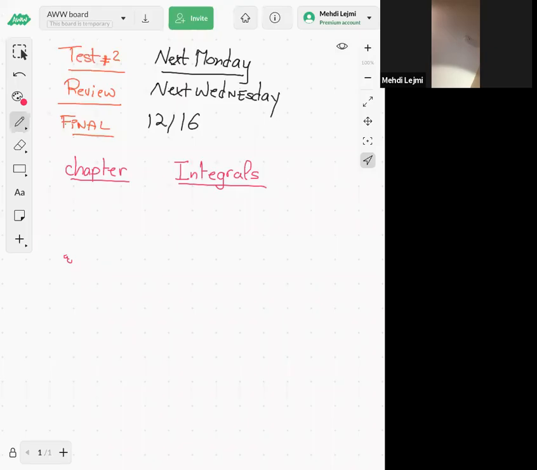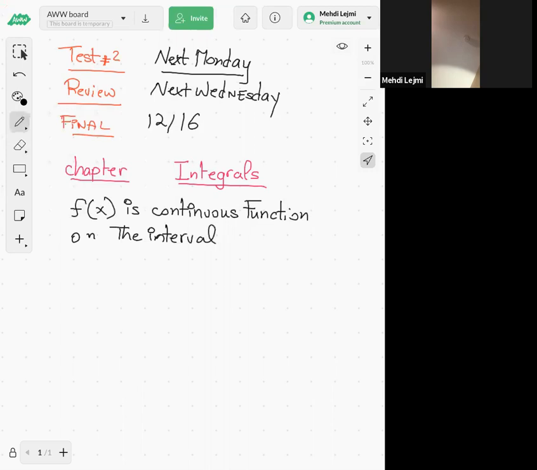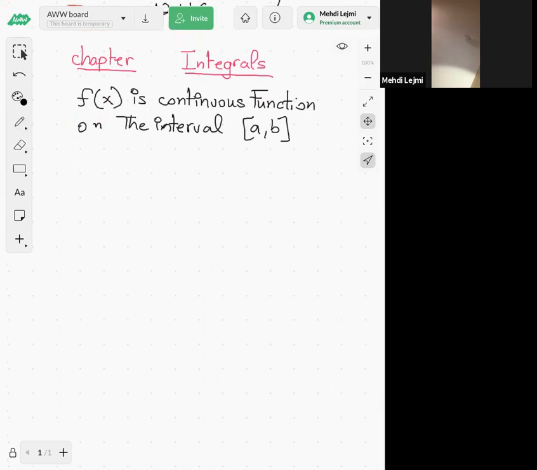All right. So on Monday, I talked about this area problem. Let me just remind you quickly of the problem we had on Monday. We have this continuous function f of x on the interval AB, and we want to measure the area bounded by, so let's say this is your interval.